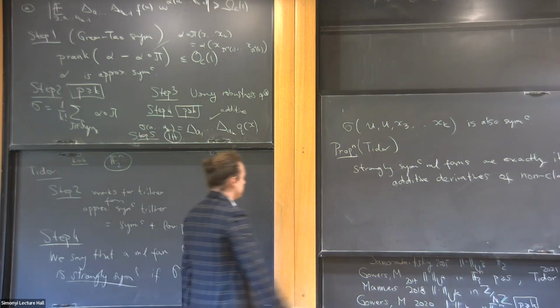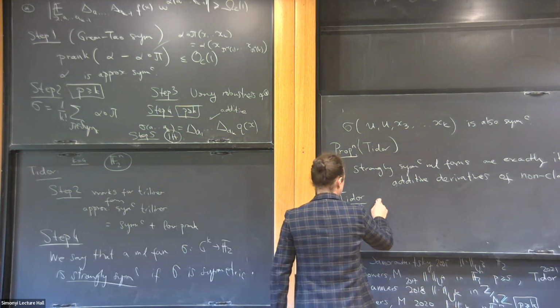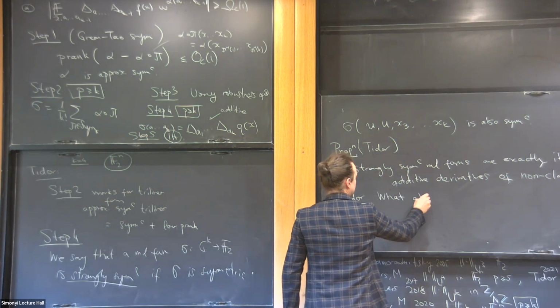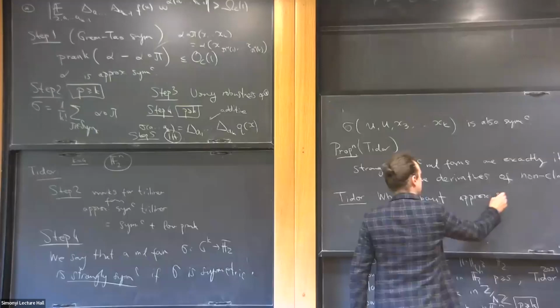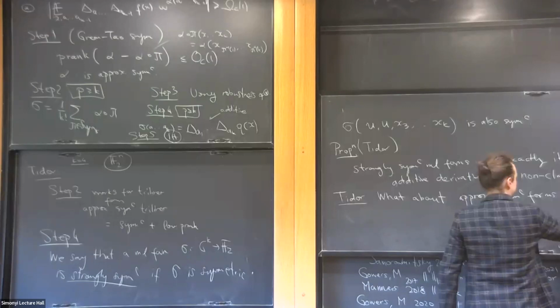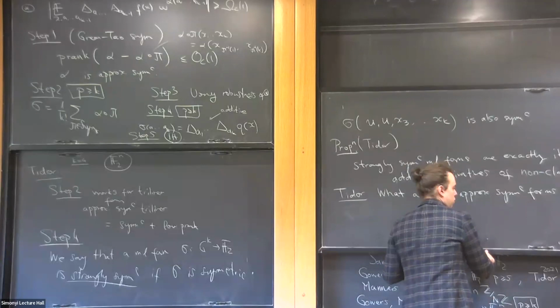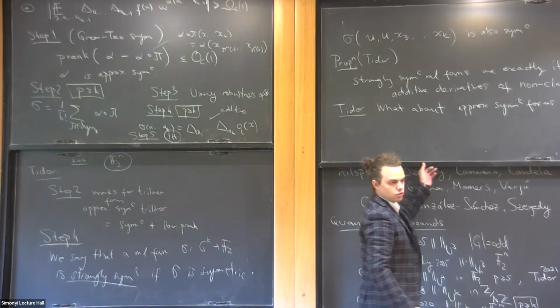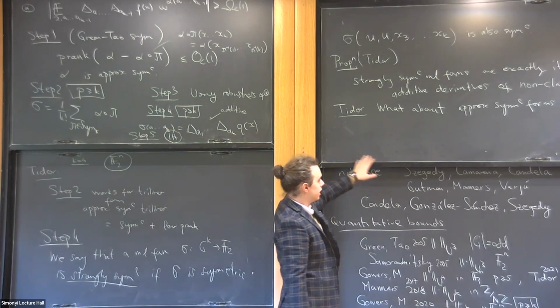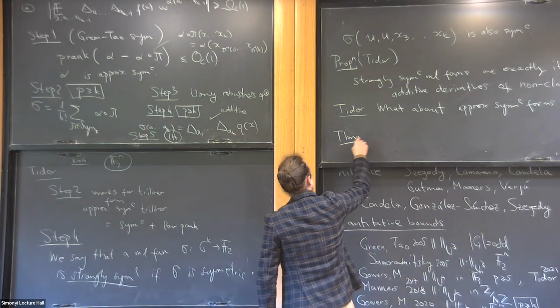So Tidor actually asked, what about step two for higher degrees, higher arities? What about approximately symmetric forms in more than three variables? The hope is, well, maybe we cannot use the polarization identity like before, but maybe the theorem is still true. Maybe the only approximately symmetric multilinear forms are actually symmetric plus an error term. And this actually turns out to be false already for four variables. So this is a counterexample from last year.